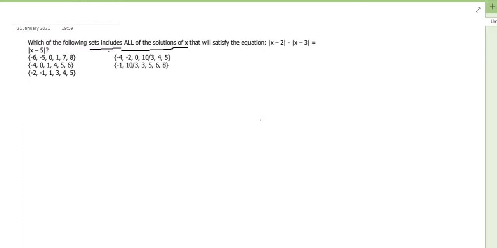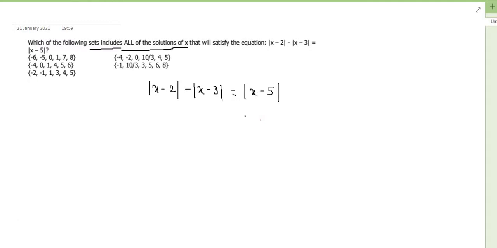So in a way this question is forcing you to actually solve the equation and look for the solutions of x, okay. So don't get worried, this question is not very difficult, just be with me on this, okay. So the equation that you are given is this: absolute value of x minus 2 minus absolute value of x minus 3 is equal to absolute value of x minus 5.